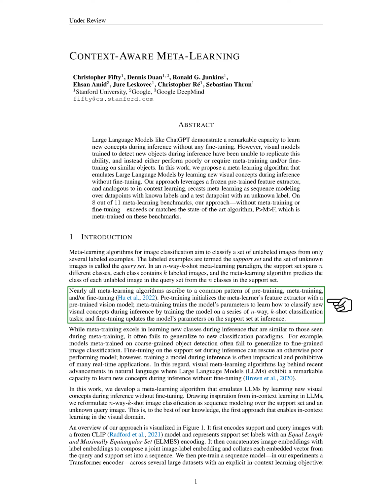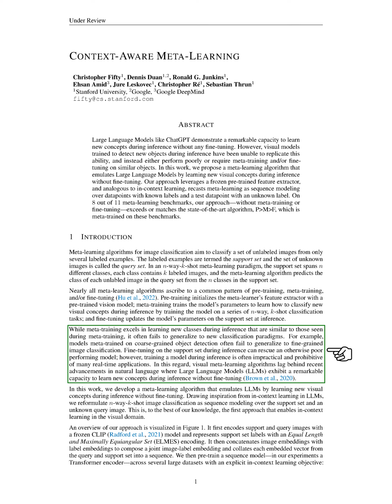Pre-training involves setting up the meta-learner's feature extractor with a pre-trained vision model. Meta-training involves training the model's parameters to learn how to classify new visual concepts during inference by training the model on a series of n-way, k-shot classification tasks. Fine-tuning involves updating the model's parameters on the support set at inference.